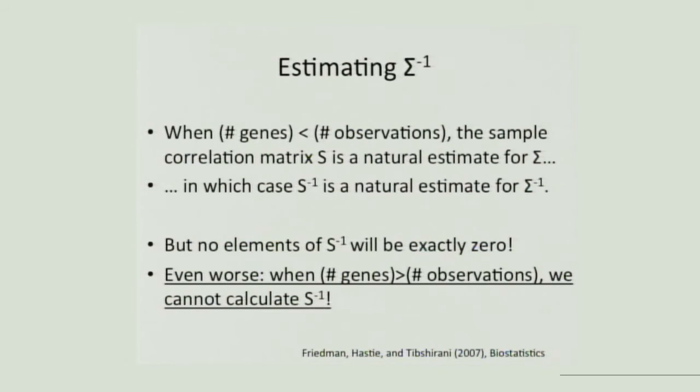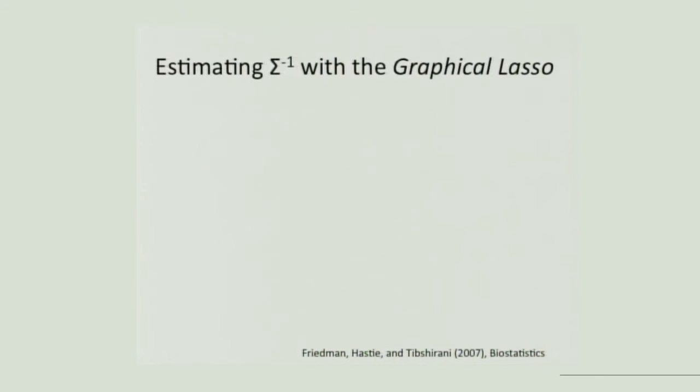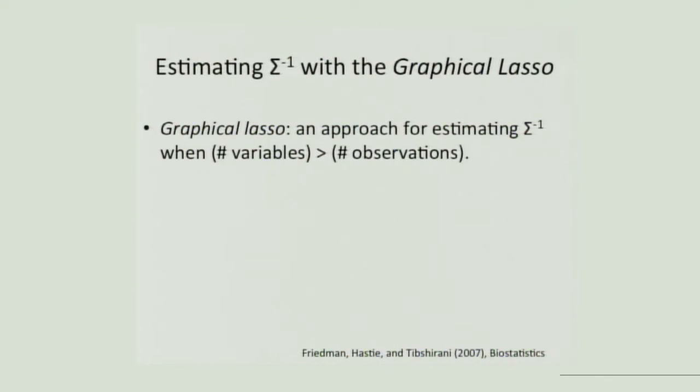So in 2007, there was a proposal made called the Graphical Lasso for estimating sigma inverse in order to solve exactly this problem. And I'm just going to briefly describe what the idea here is. This is an approach for estimating sigma inverse when we have more variables than observations, as we do in the genomic setting, where we have 20,000 genes and maybe 200 observations.